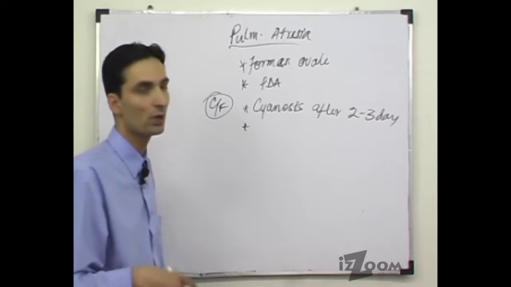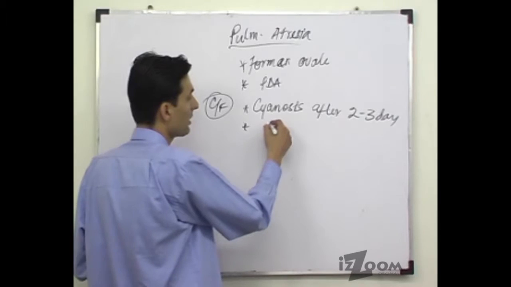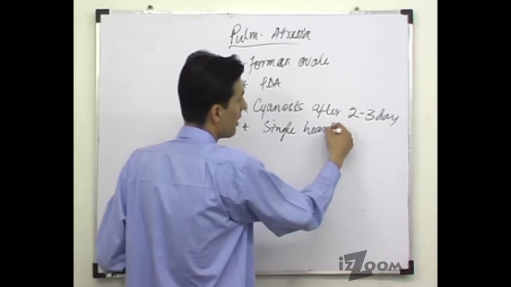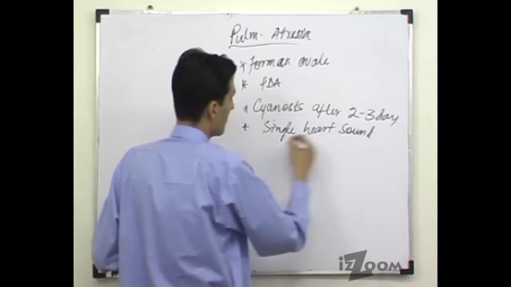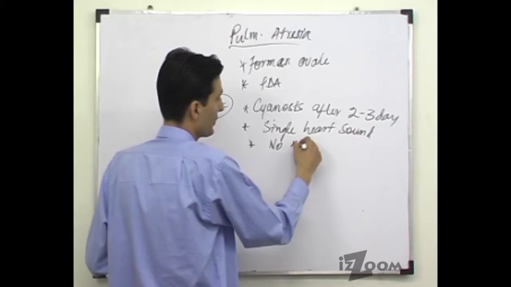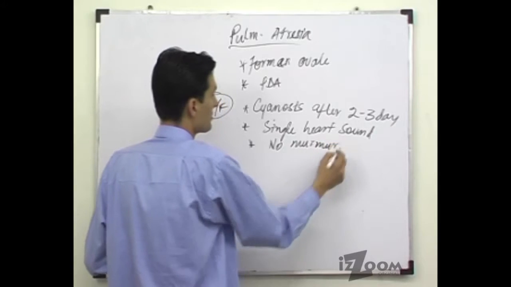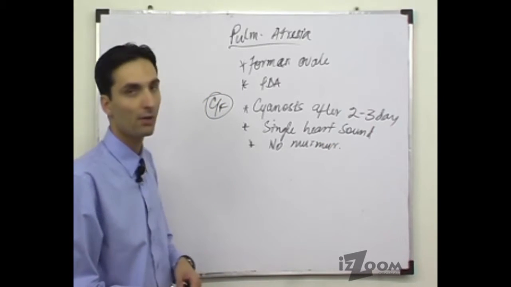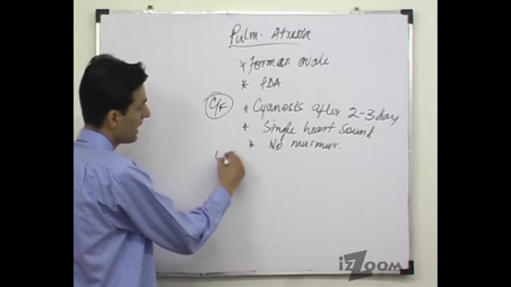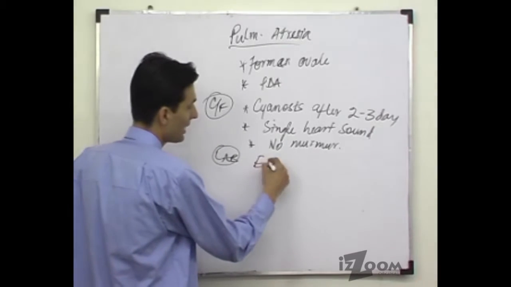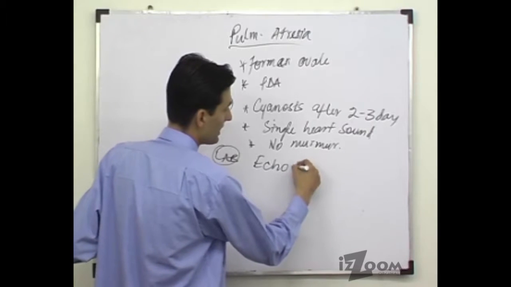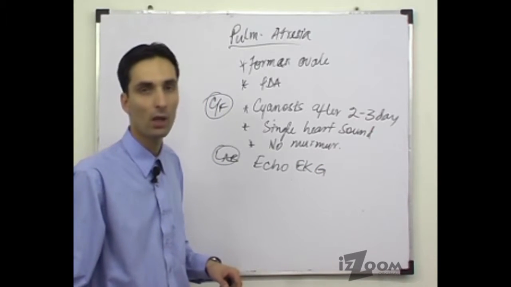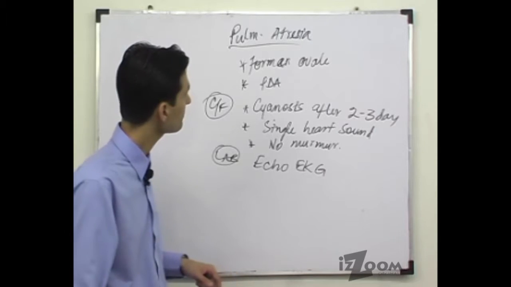In addition to that, when you auscultate the heart, there will be a single heart sound, and there will be no murmur. So cyanosis after 2 to 3 days of birth, single heart sound, and no murmur. How is it diagnosed? It is diagnosed by an echo. Also, when you perform an EKG, you will find left ventricular hypertrophy.